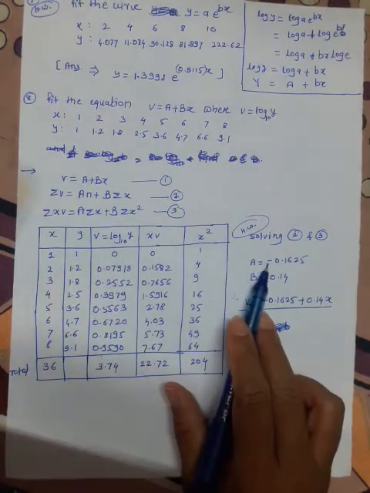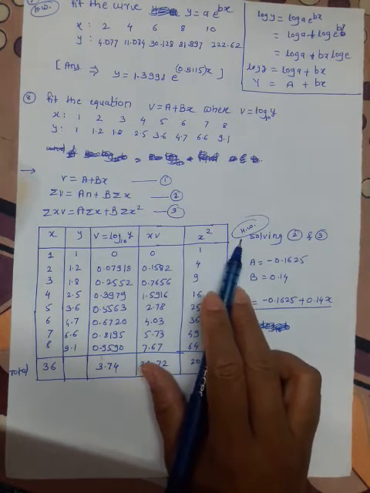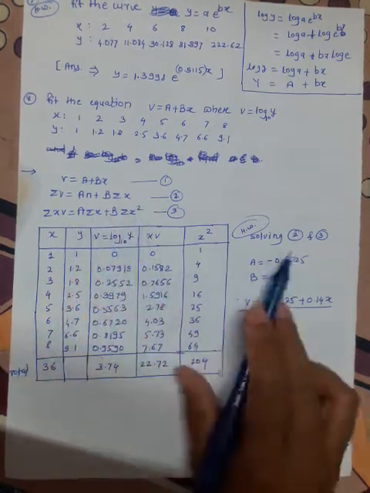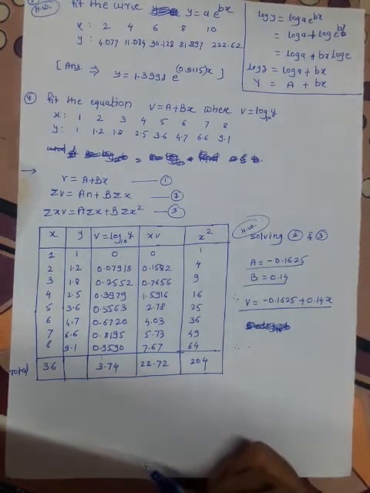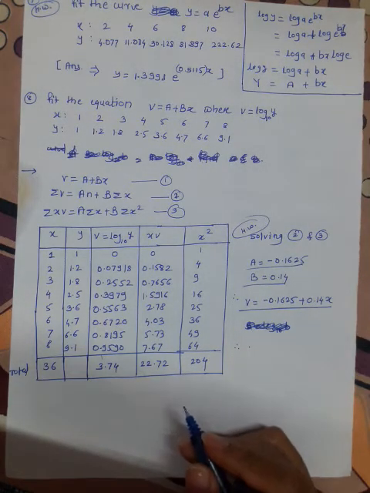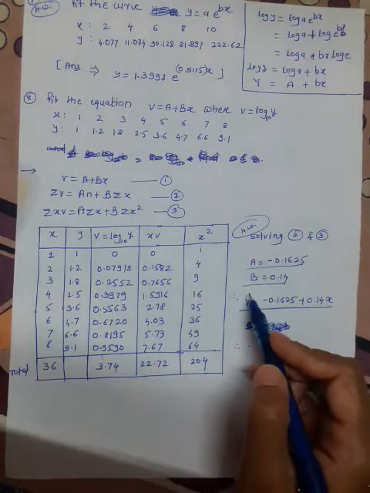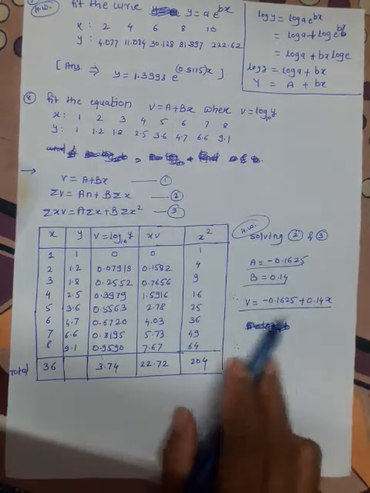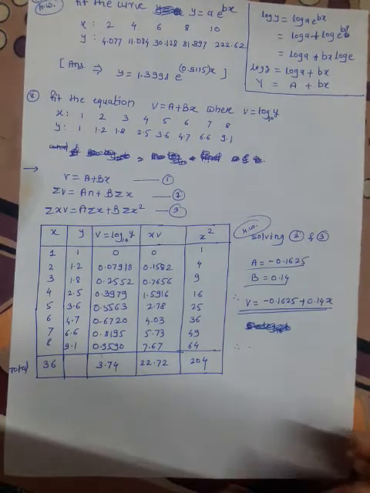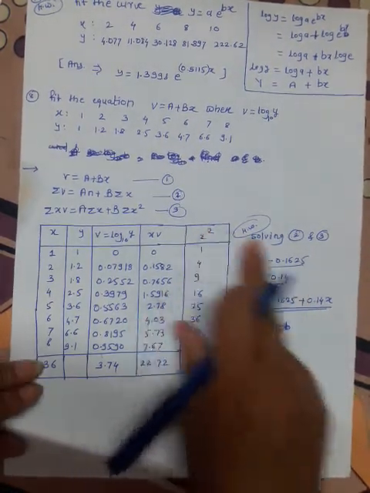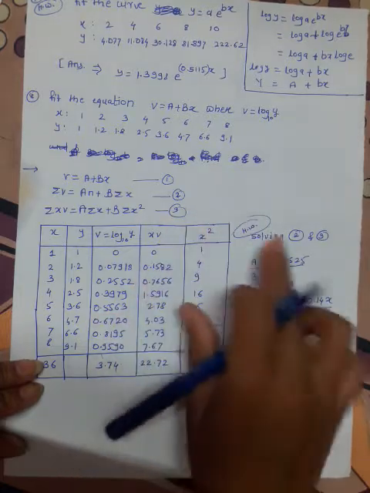We get this, and this is homework again. Solving these two equations, we get a value is this and b value is this. And put these values a and b in the given equation. We get the answer, this answer. Okay, this is the homework. To solve these equations is the only homework.